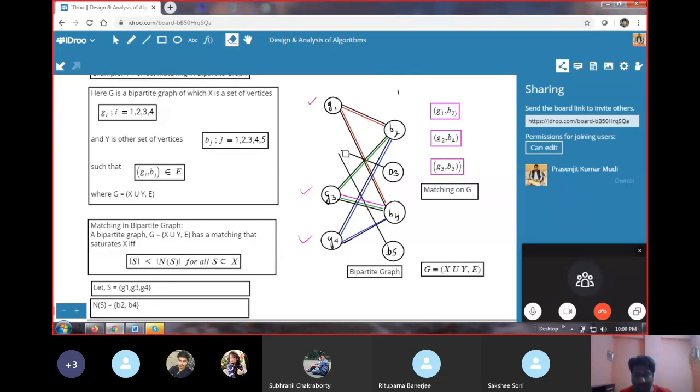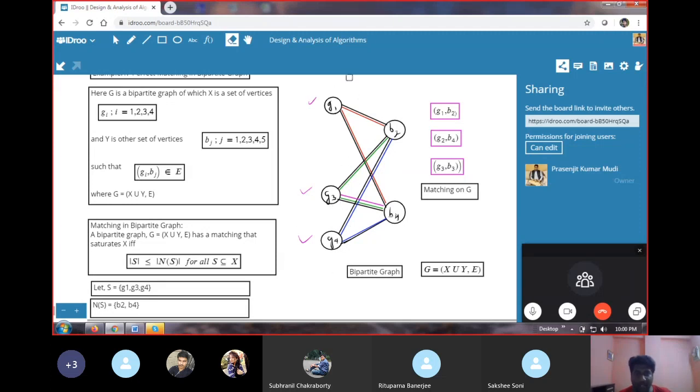Okay, then what is the picture looking like? Right, so this is the scenario: G1, G3, G4, but B2, B4 are also absent. So two boys, at this moment, if I find a matching for G2 and remove that portion from the bipartite graph, we come to this scenario.